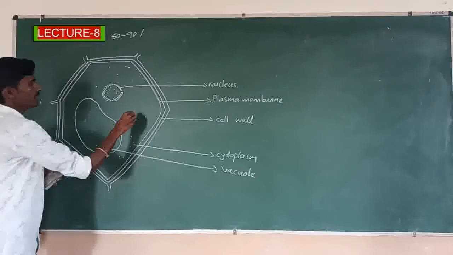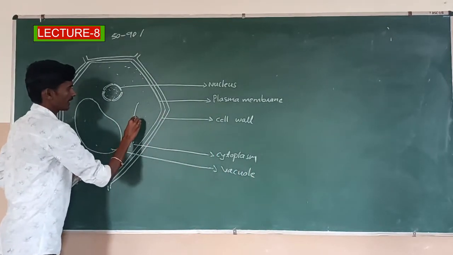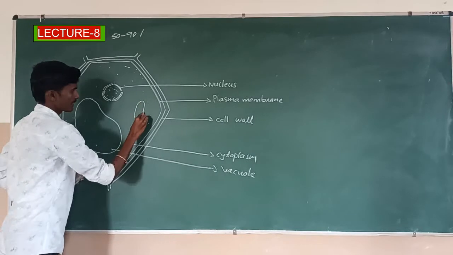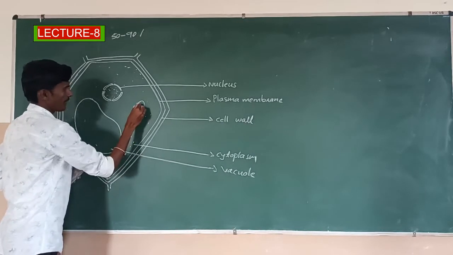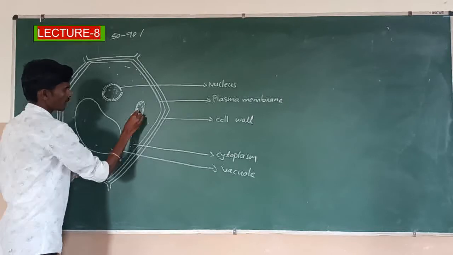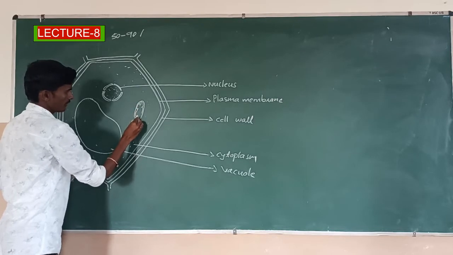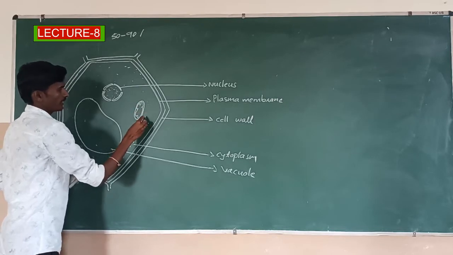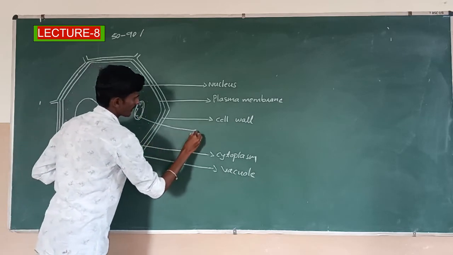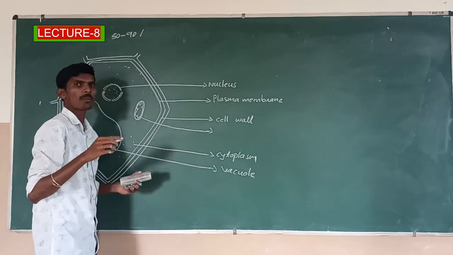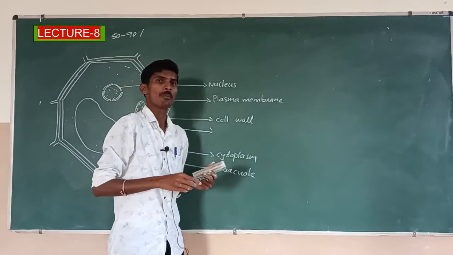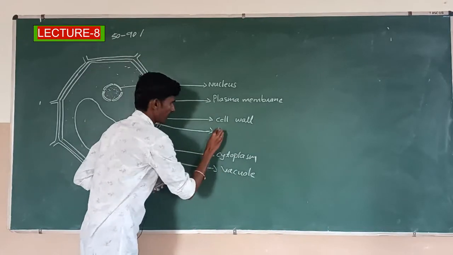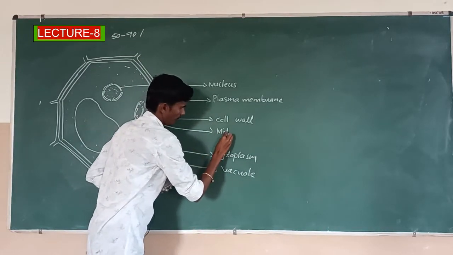The cell has another organelle, called the mitochondria. Mitochondria is called the powerhouse of the cell. Why is it called the powerhouse of the cell? It releases or produces energy in the form of ATP, so it is called the powerhouse of the cell.